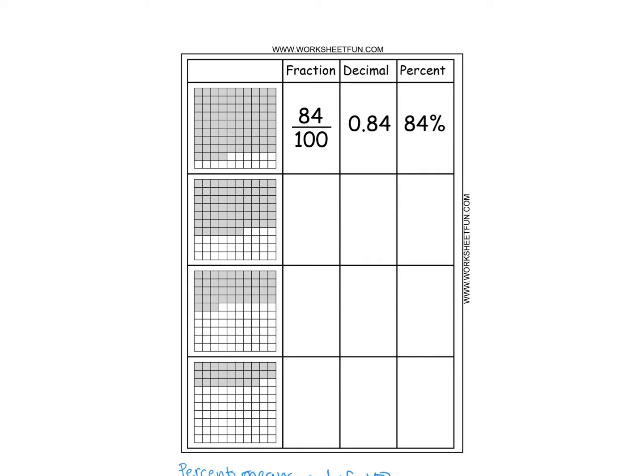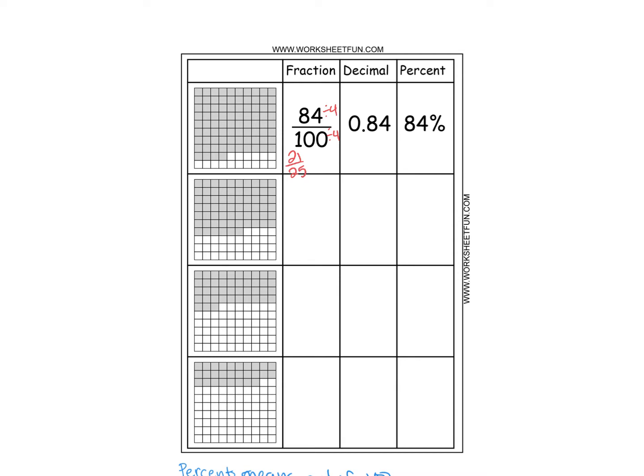So we're going to look at these models and talk about a fraction, a decimal, and a percent. This first one is shown for you, and there's 84 out of 100 shaded. So that's 84 hundredths. As a decimal, that's 84 hundredths. As a percent, that's 84%, because out of 100, 84 are shaded. Yes, we can simplify that fraction by dividing by 4, and we could get 21/25. But right now I want to focus on out of 100.